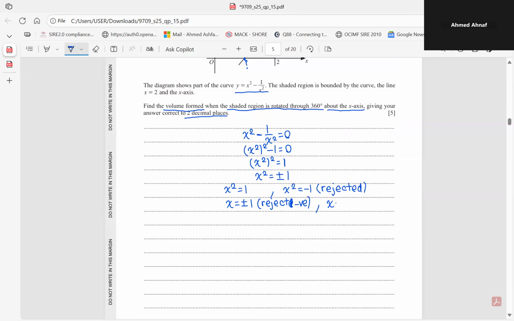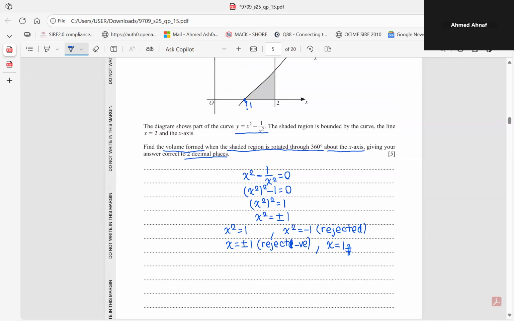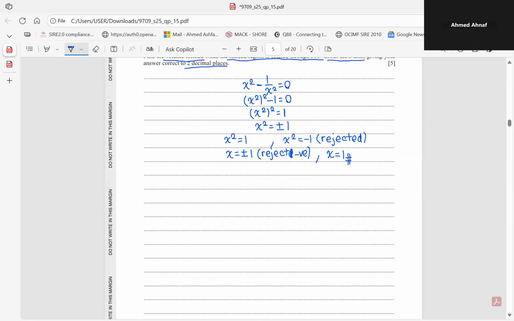So hence x is equal to 1. So our lower limit is 1. Okay, now let's figure out what y squared is. So y squared is just x squared minus 1 over x squared, the whole thing squared.